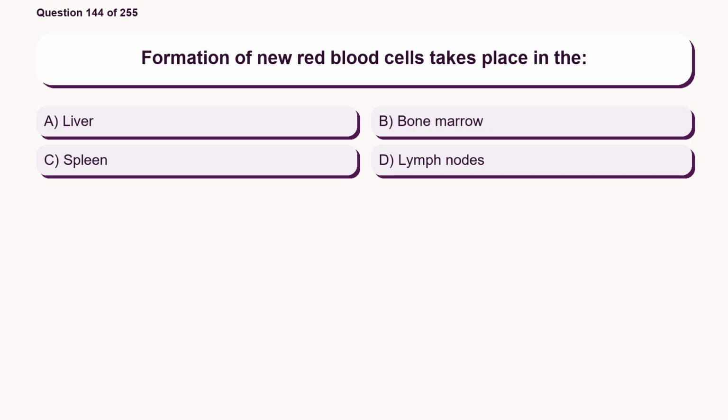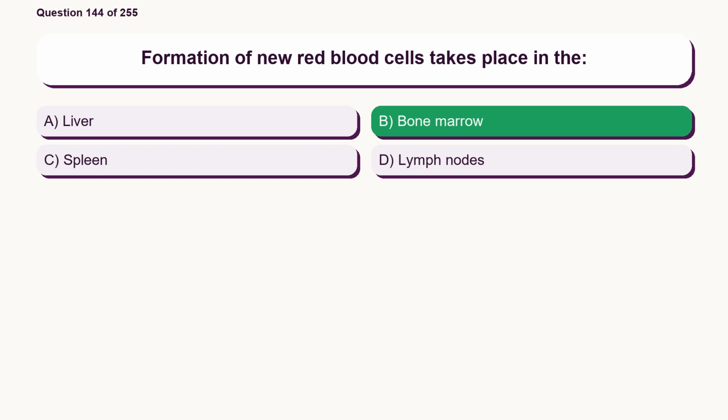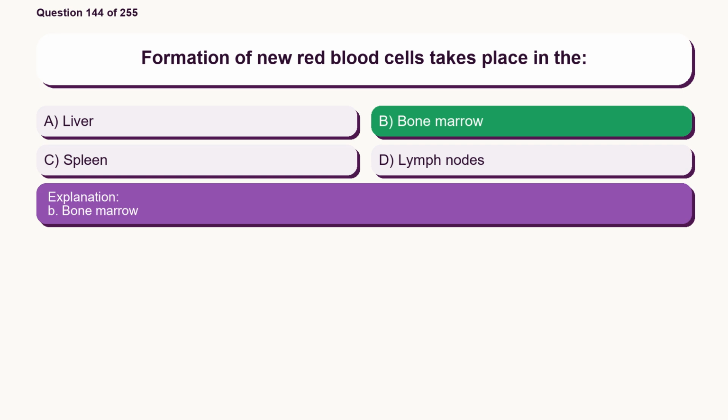Question 144. Formation of new red blood cells takes place in the: Option A. Liver. Option B. Bone marrow. Option C. Spleen. Option D. Lymph nodes. The correct answer is option B. Bone marrow. B. Bone marrow.